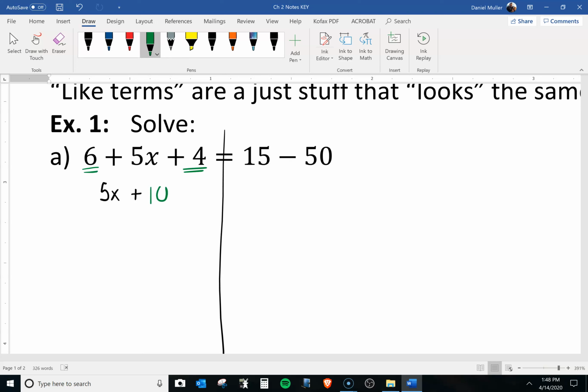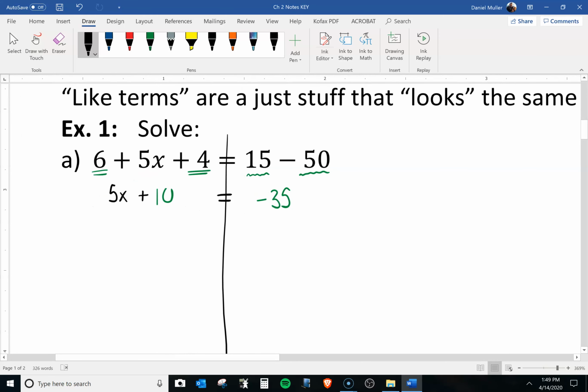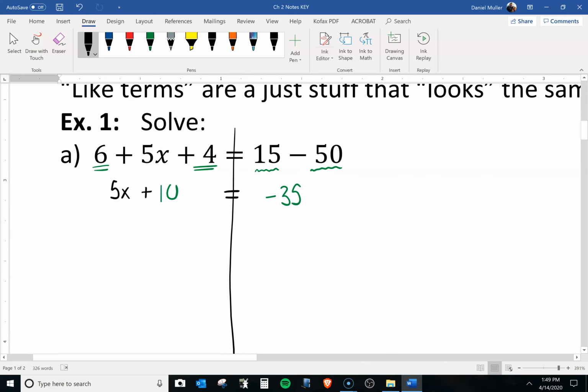And in a similar way, on the right side, my 15 and my negative 50, those are alike. And what I mean by alike is that they both don't have any x's in them. So I can put those together. I've got 15 and 50, but 50 is negative, so you're going to have to subtract them, and you're going to get 35, but negative. So that's what I did first. Step number 1 is getting rid of any like terms.